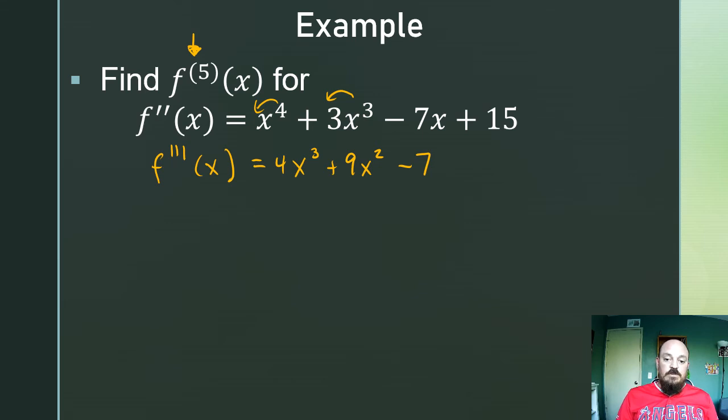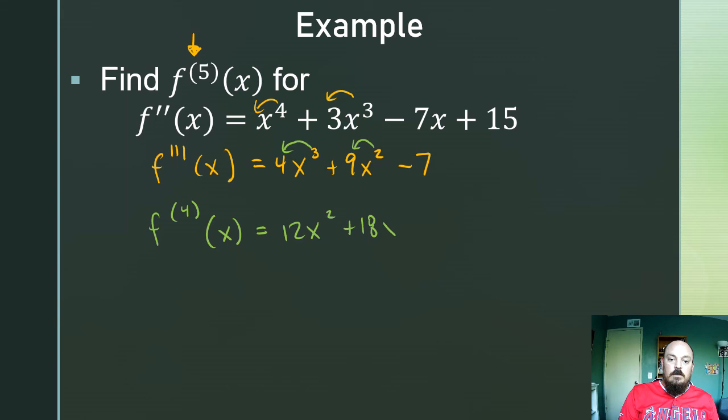All right, well, let's take the derivative again. If I take the derivative of f triple prime, I get the fourth derivative. And it's power rule again. So I'm going to multiply the exponents. 3 times 4 is 12. Lower the exponent by 1, 2. Power rule again. Multiply by 2, you get 18. Lower the exponent by 1, you get x to the first, or just x. And this time the 7 disappears.